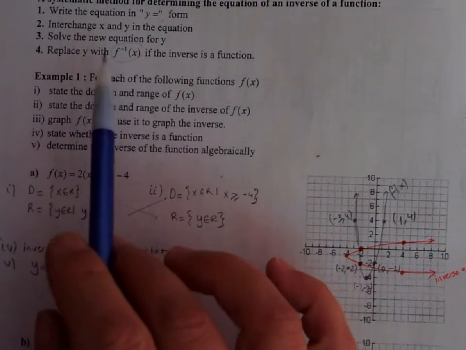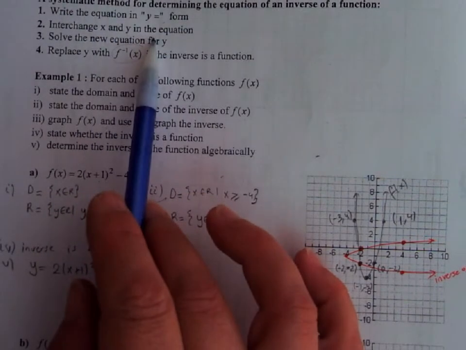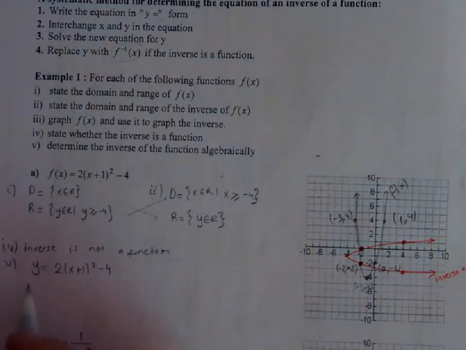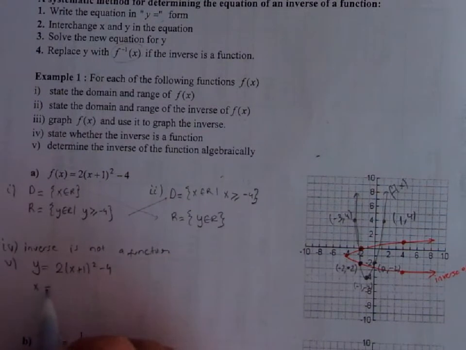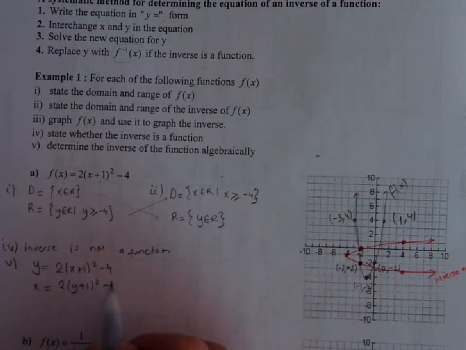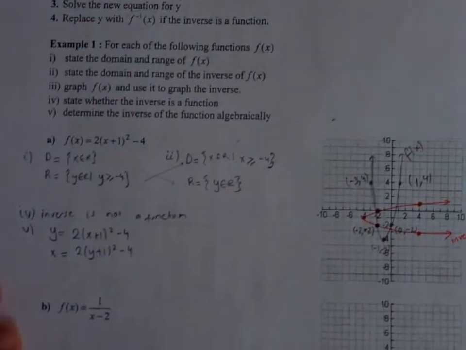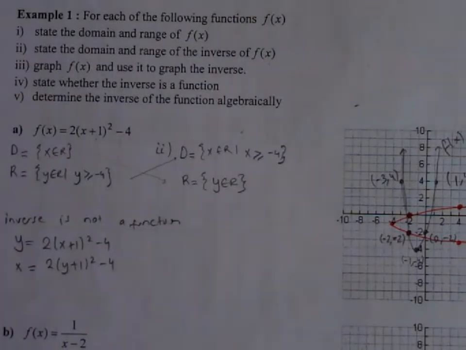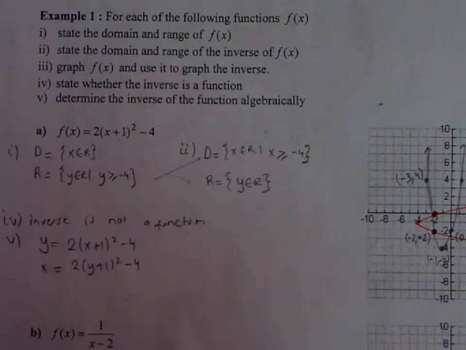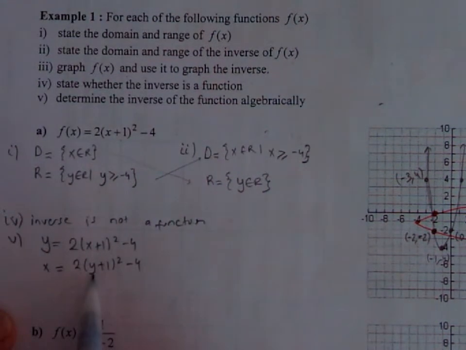Step 2, interchange x and y in the equation. So when you see y, replace it with x. When you see x, replace it with y. Next step, solve the new equation for y. So we're going to solve this for y.